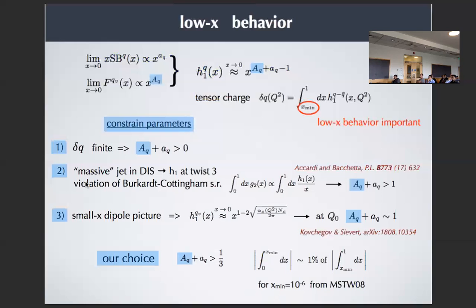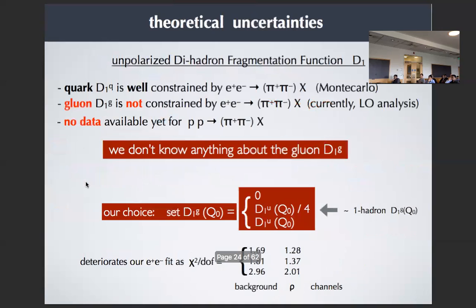On the contrary, we have a very large source of uncertainty coming from the unpolarized di-hadron fragmentation function, capital D1, because we control the quark channel using the Belle data, but we don't have any clue on the gluon, because we are working at leading order, and the gluon enters only at the next-to-leading order level. Moreover, we don't have data on multiplicities in proton-proton collisions. So basically, we decided to explore 3, let's say, wild scenarios.